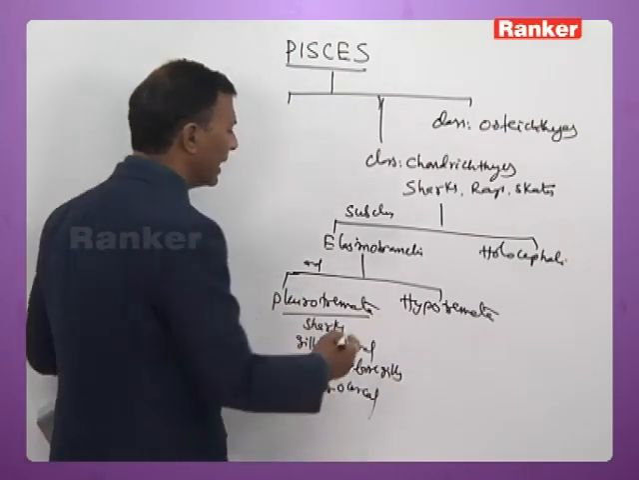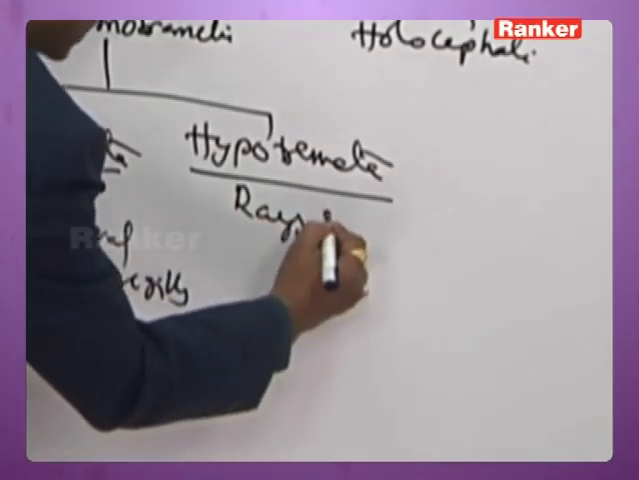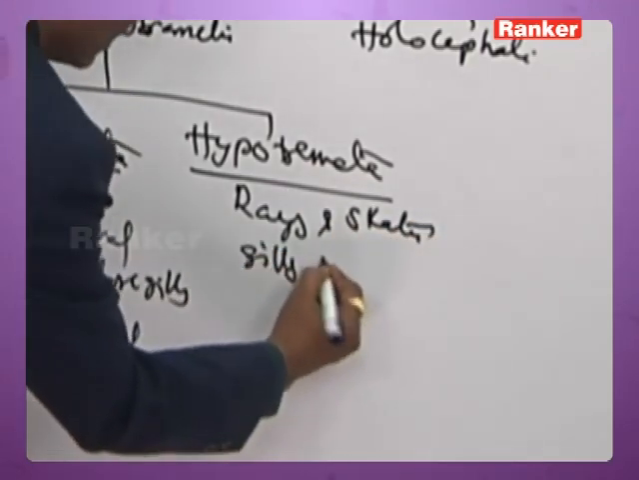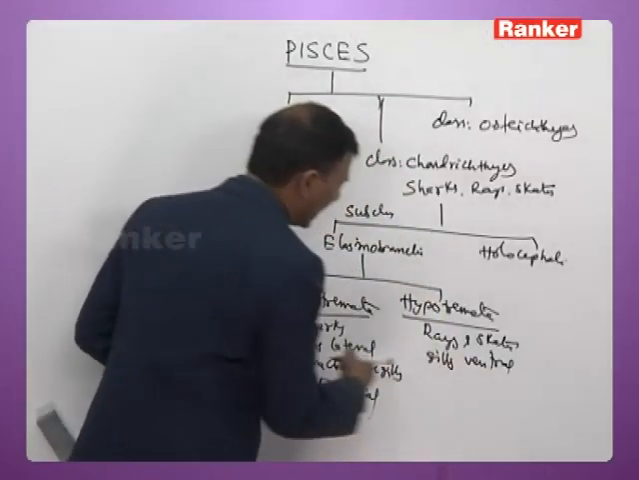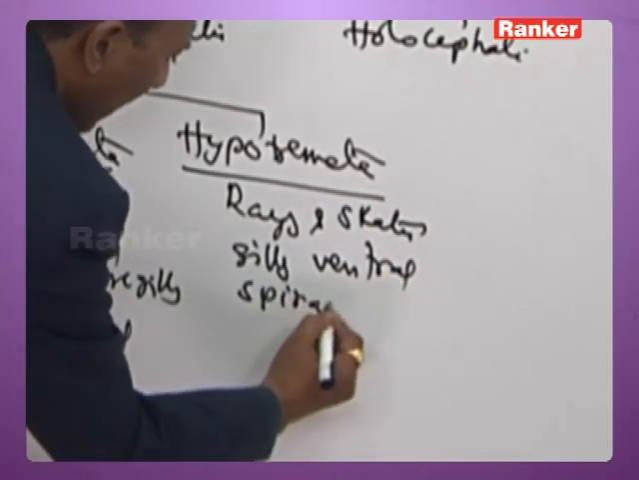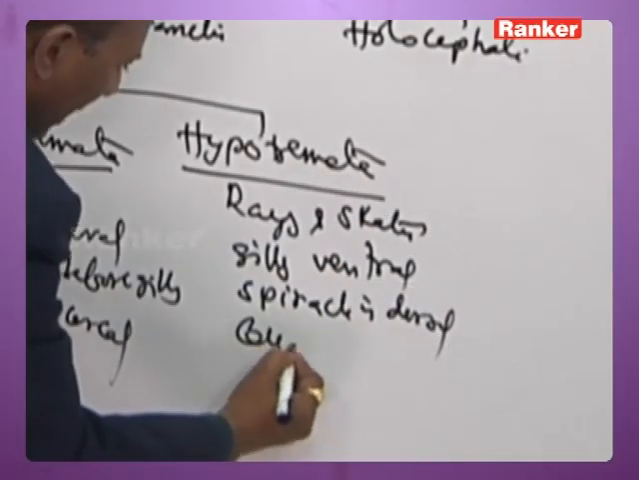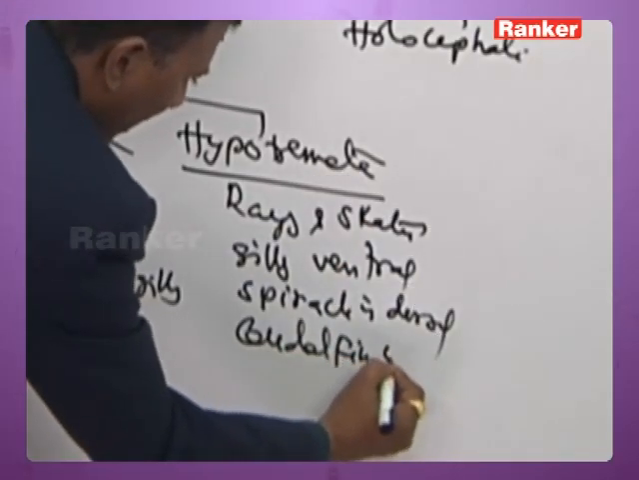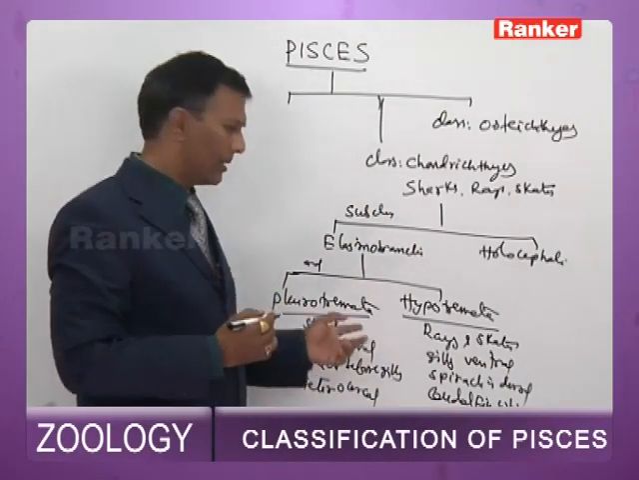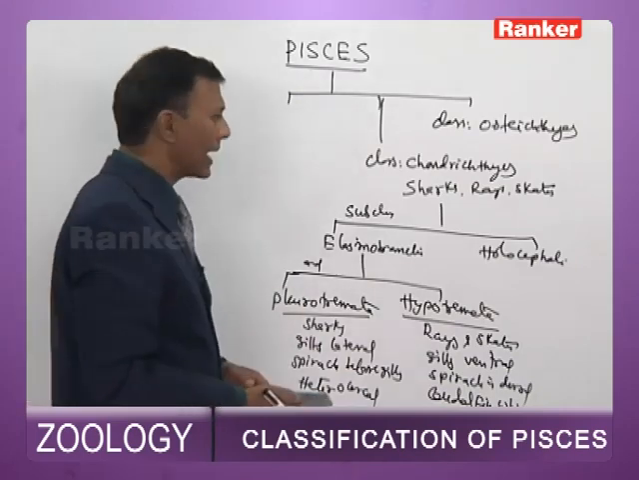Now, characters of hypotremata. Hypotremata includes rays and skates. Here gills are lateral, in this group gills are ventral. Spiracle is dorsal. Caudal fin is tapered or whip-like. Now we differentiate between pleurotremata and hypotremata. Now I shall give examples for pleurotremata and hypotremata.